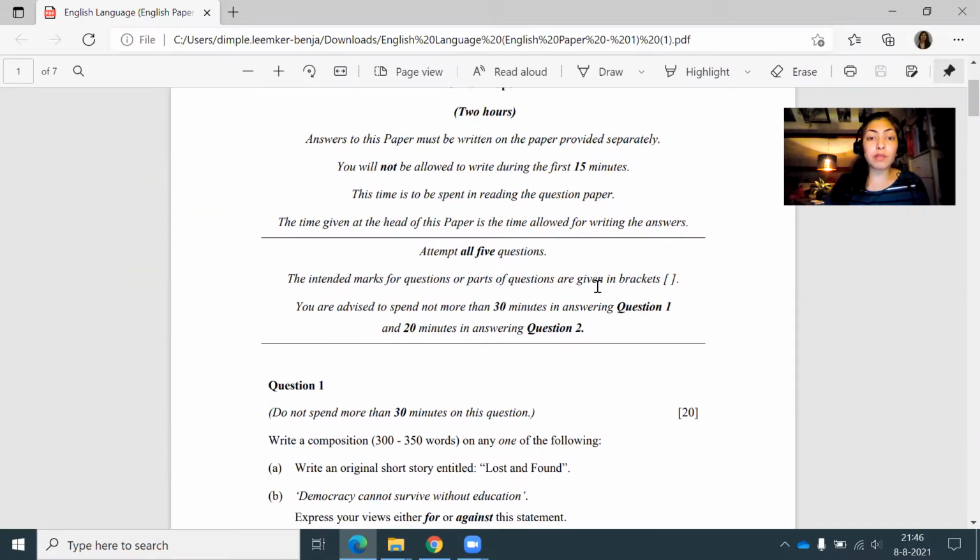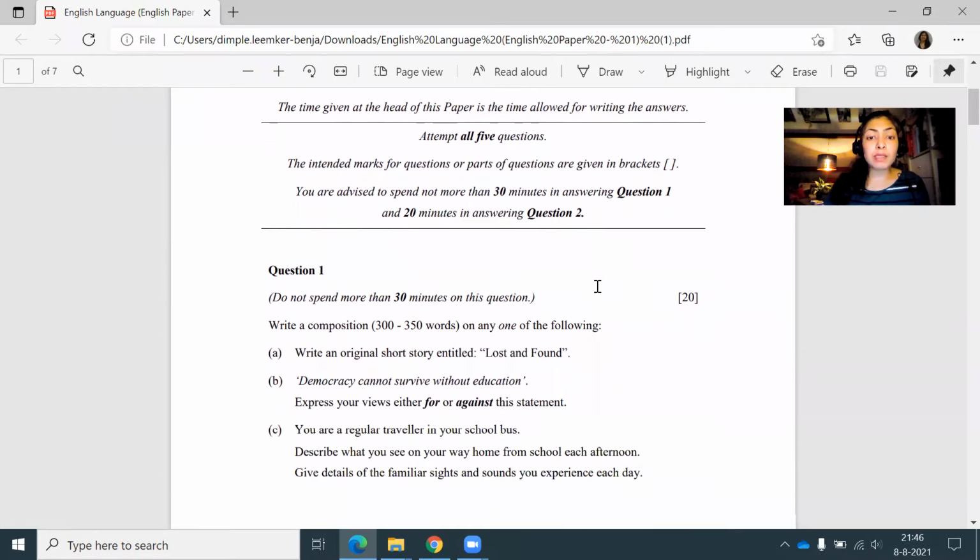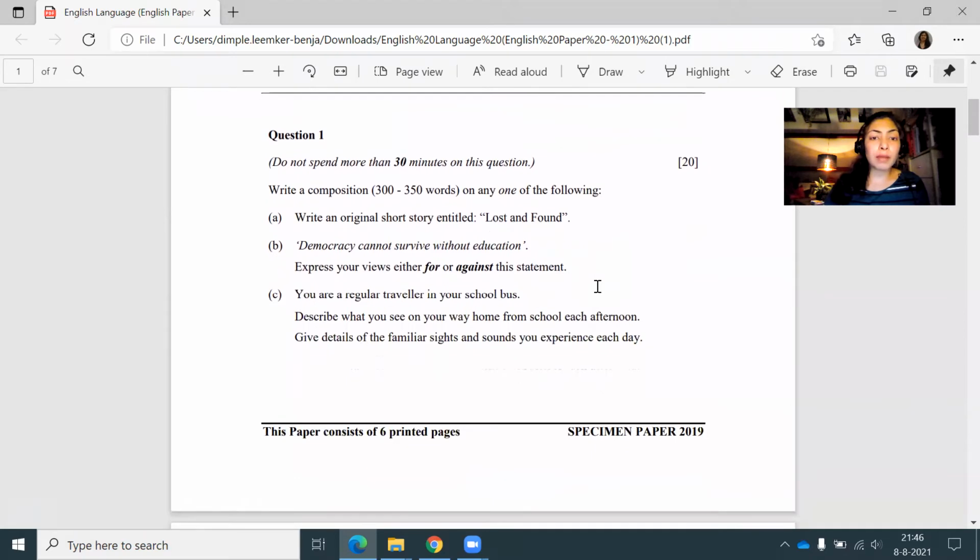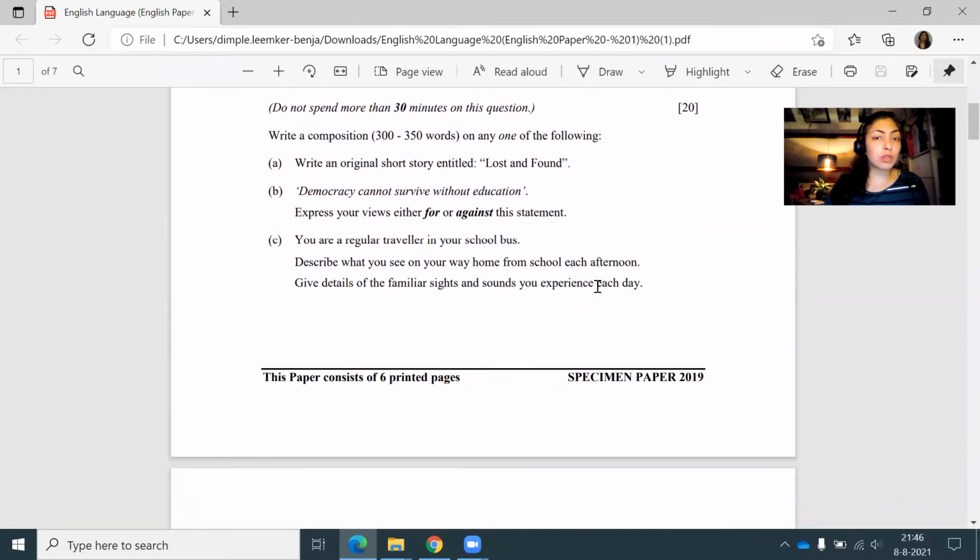You could use 5 to 6 minutes to read the question paper, just a quick look, but spend at least 10 minutes of this reading time to plan, to select your topic, plan and brainstorm ideas. So let's have a look at the first topic. I would advise you to go through all the topics first, and whichever one clicks with you, select that topic. Now, question A is write an original story entitled Lost and Found.